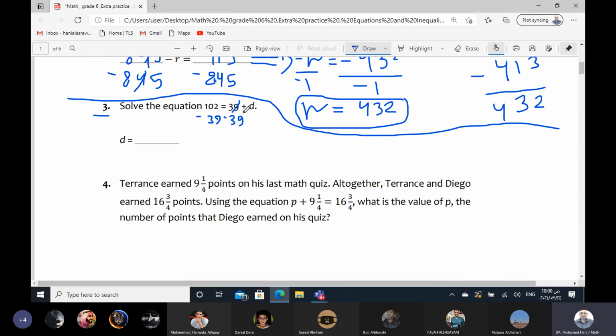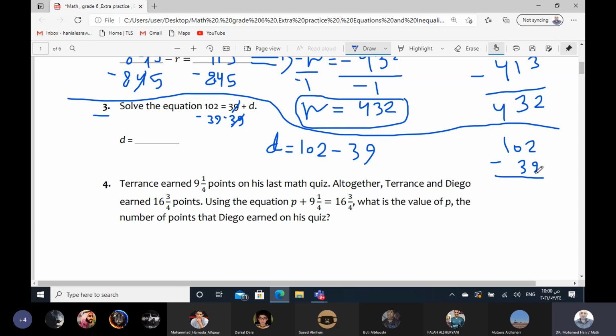So 39 minus 39 will be 0, remains here D equal, and here we have 102 minus 39. So this is 102, and here 39. Then we can do subtraction between them.